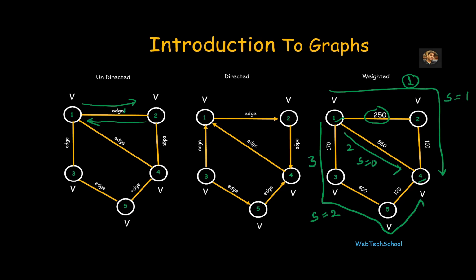But if we consider the integer value as the distance from one vertex to another vertex, the total distance covered for direction 1 would be around 350 units, for direction 2 it would be 550 units, and for direction 3 it will be around 690 units. So using the weighted graph, we can say for reaching vertex 4 from vertex 1, direction 1 is the quickest way.